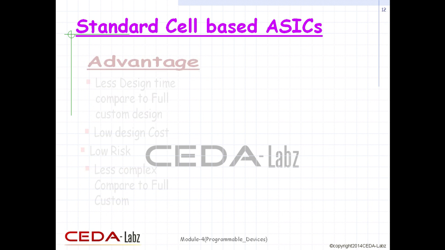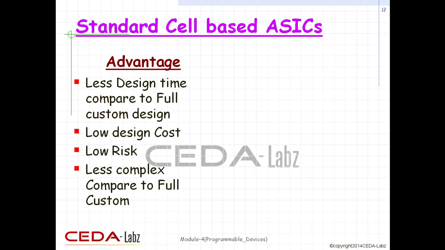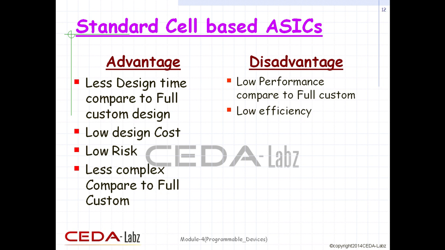The advantage of cell-based ASIC is that this technique will take less design time compared to full custom design. Since we are using pre-designed cells, the cost involved in this design is also less compared to full custom ASIC. There are very rare chances of failure of design in cell-based ASIC. The designs which are using standard cell ASIC are less complex compared to full custom ASIC, since we are focusing only on interconnections. There are some disadvantages of standard cell-based ASIC, such as low performance in terms of area, power and delay in comparison to full custom ASIC.